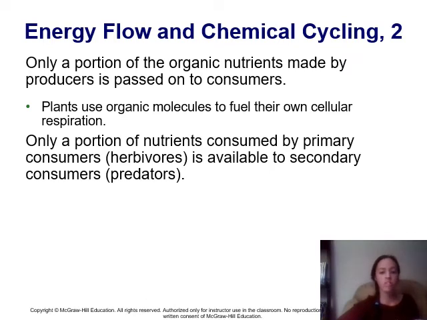Only a portion of the nutrients made by the plants during photosynthesis will be passed on to the herbivores. Plants can undergo cellular respiration in addition to photosynthesis. During cellular respiration, glucose is converted into ATP that is used for the plant's own purposes. So therefore, a large amount of the glucose made by the plant will be used up by the plant.